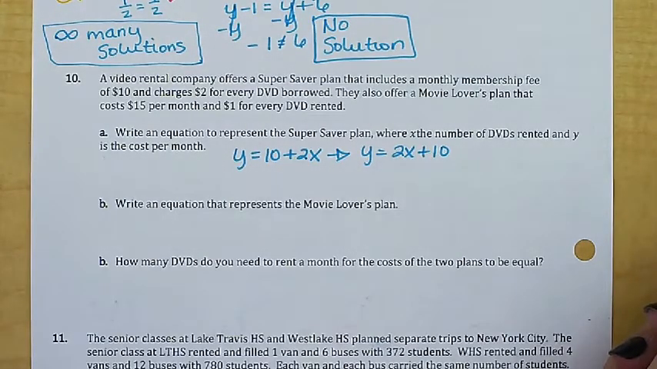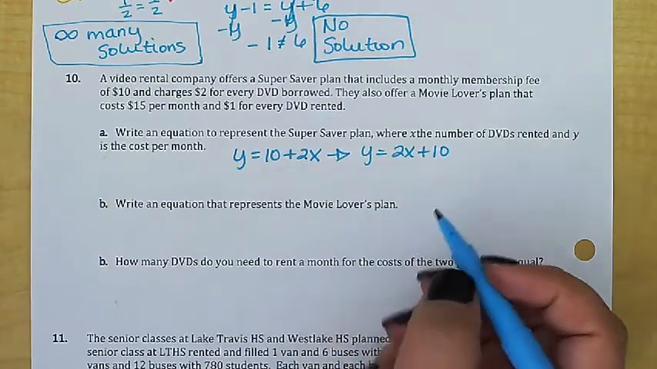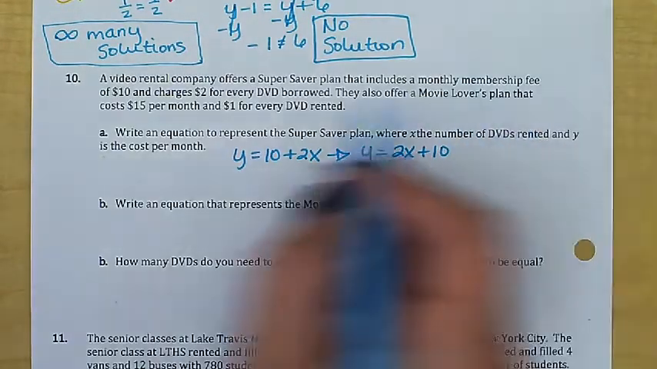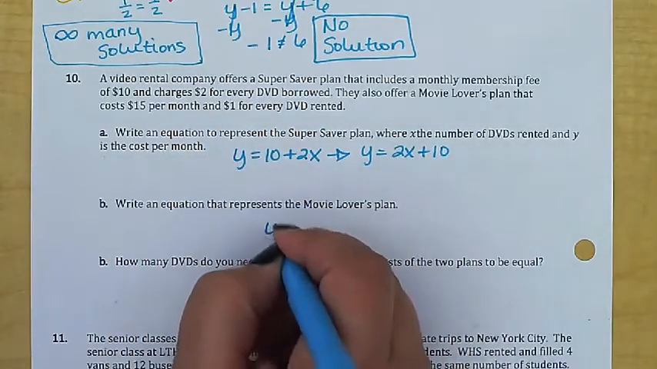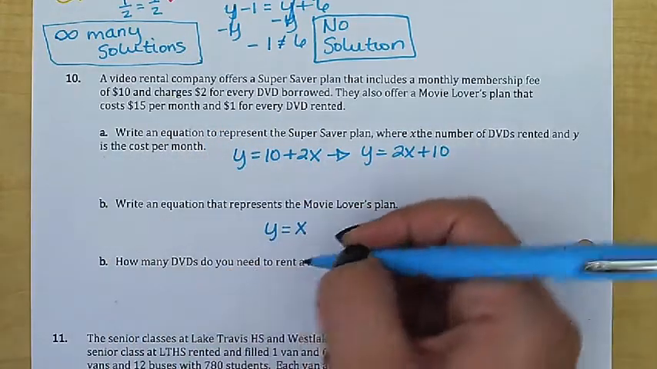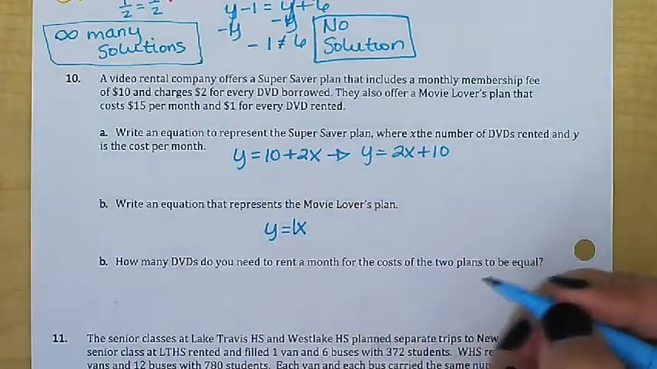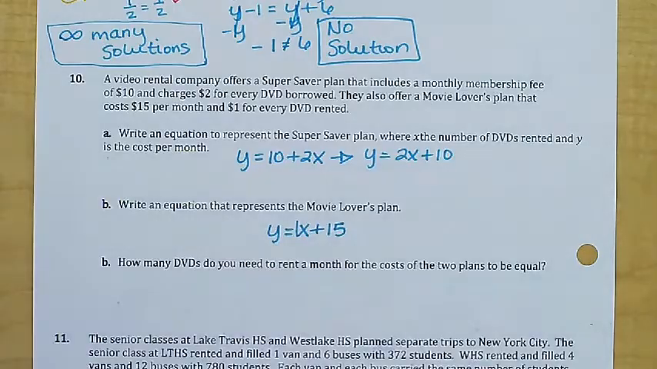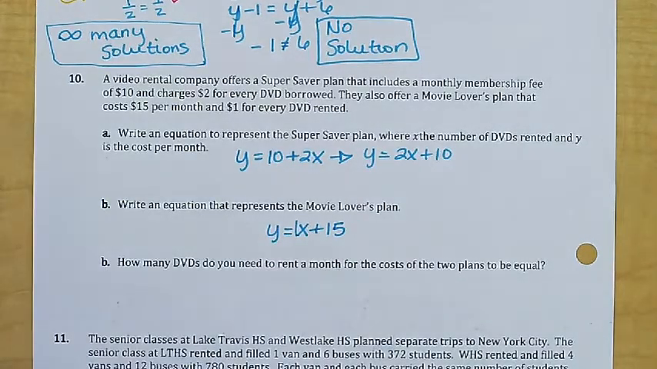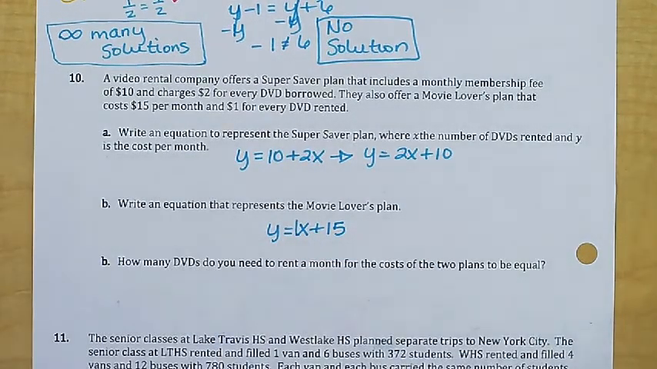And then write an equation that represents the Movie Lovers. Well, the Movie Lover plan says you pay a $15 fee and then $1 for every DVD rented. So there it would just be $1 per DVD. So you could just do 1X or just X, but there is that $15 monthly fee. Okay, so you can have the one there or not, whatever is easier for you.